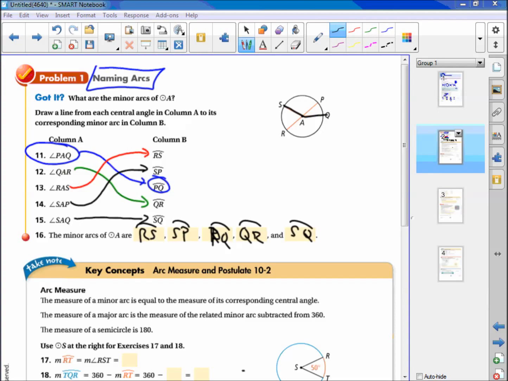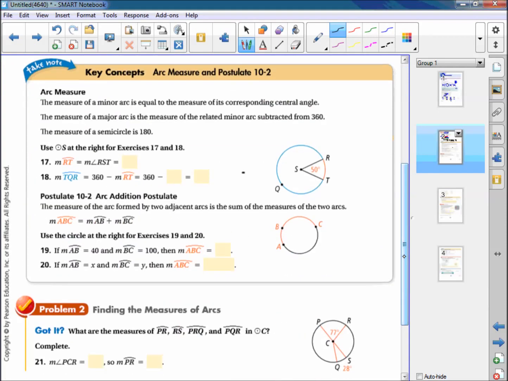Key concept, arc measures, and this was postulate 10.2, so we don't have to prove it. So the measure of a minor arc is equal to the measure of its corresponding central angle. So the measure of a major arc is the measure of the related minor arc subtracted from 360. So the measure of a semicircle, that arc is going to be 180 because its central angle is exactly 180.